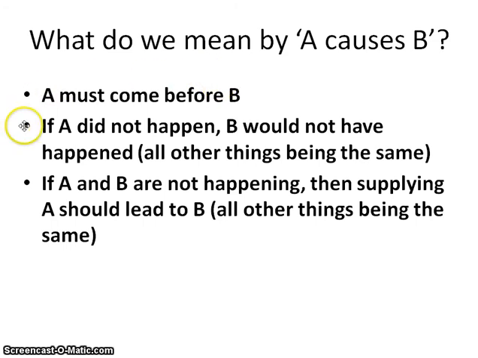Point number two, if A did not happen, B would not have happened, right? Think about that. If A did not happen, then B would not have happened. And third point, if A and B are not currently happening, then supplying A should lead to B.